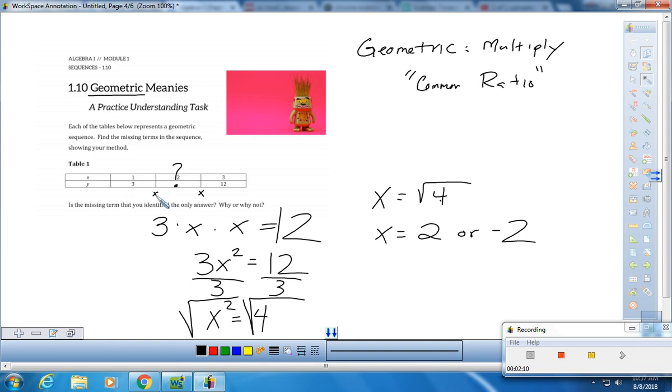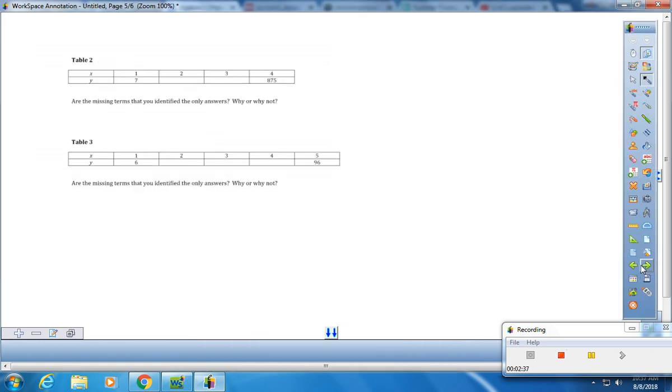Okay? So let's see which one works. 3 times 2 is 6. 6 times 2 is 12. So that works. However, 3 times negative 2 is negative 6, and negative 6 times negative 2 is 12. So that works too. So there's actually 2 correct answers for this missing one. The missing answer could be 6 or negative 6. So here we're going to do 7 times something, then multiply it by the same thing, then multiply it by the same thing.